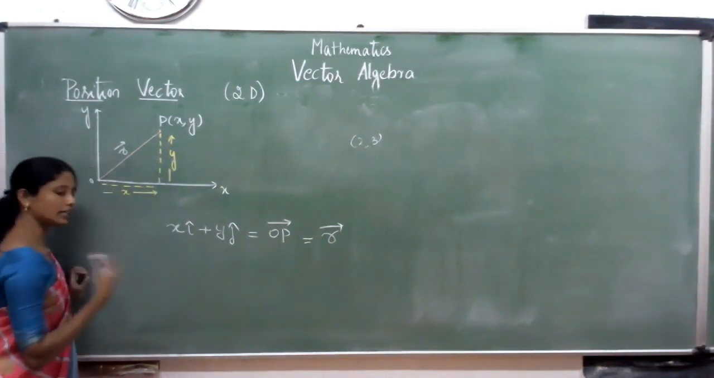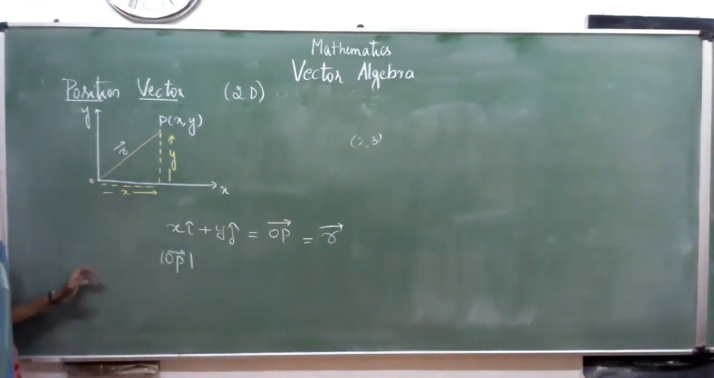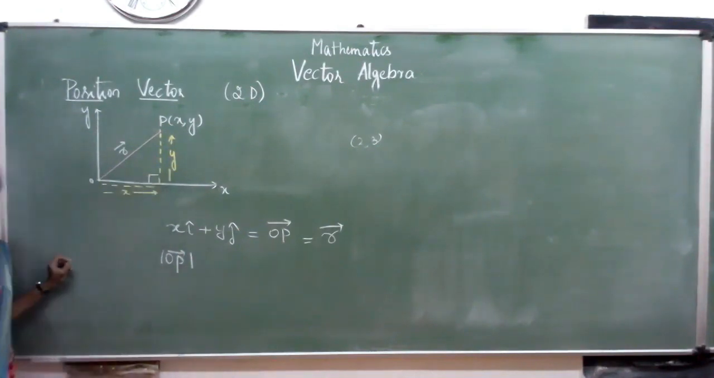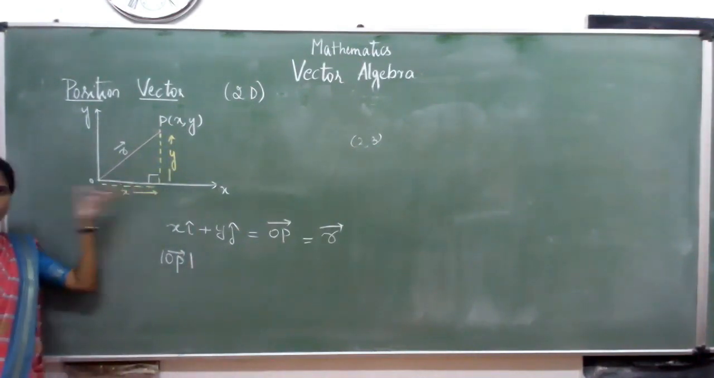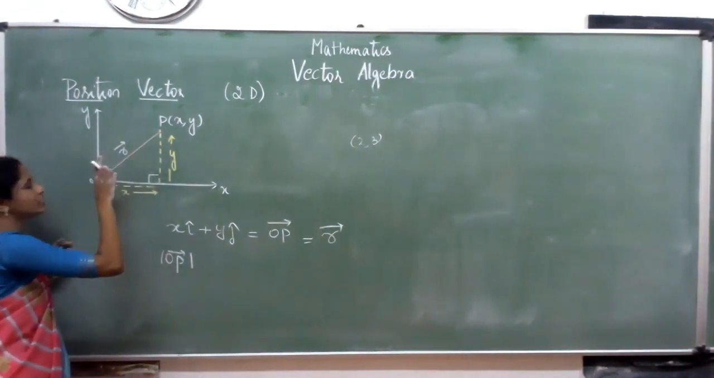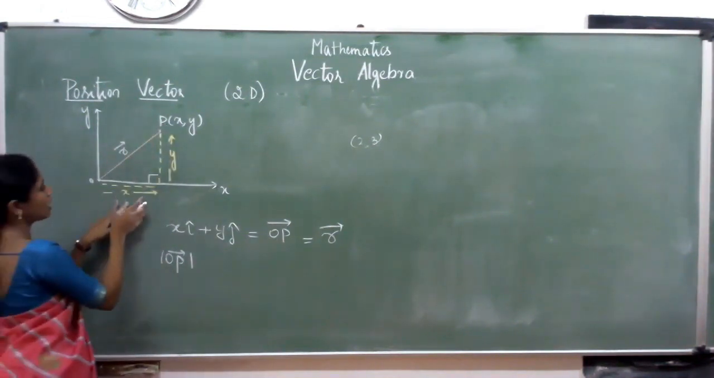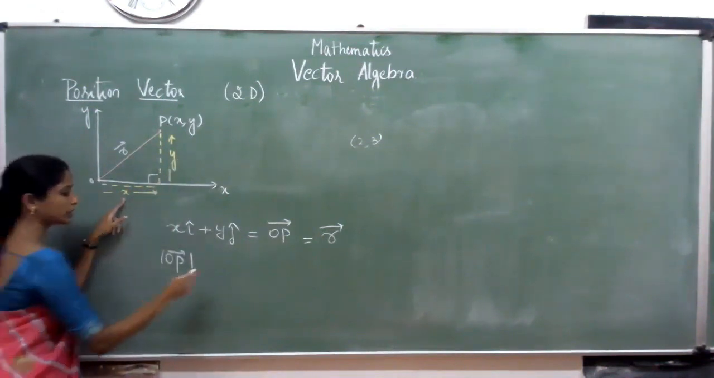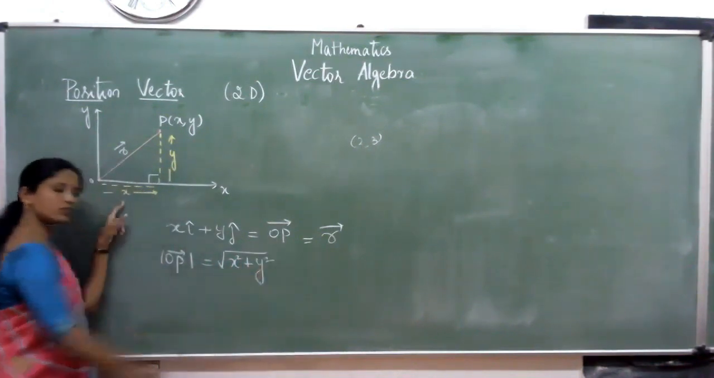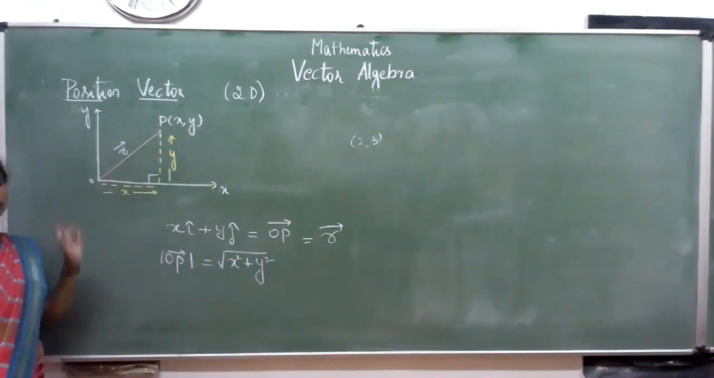Now let us find the magnitude of this position vector. If you see, you have a right-angled triangle here. So if I apply the Pythagoras theorem, definitely I will be able to find the length from the point O to a point P. So here you have x and y. If I apply Pythagoras theorem, I will get root of x square plus y square. So this is the magnitude of the vector OP.